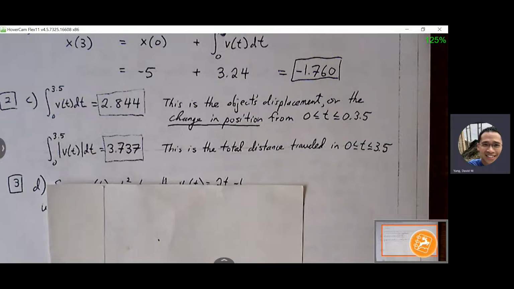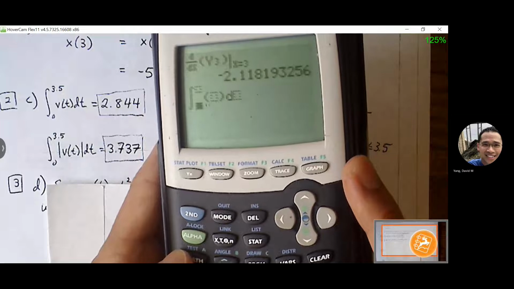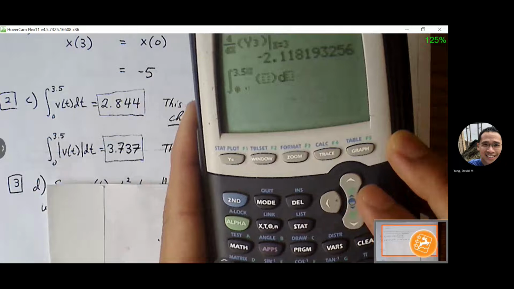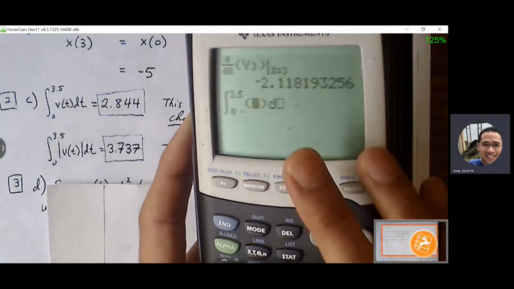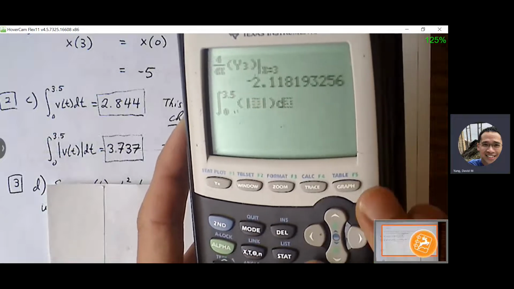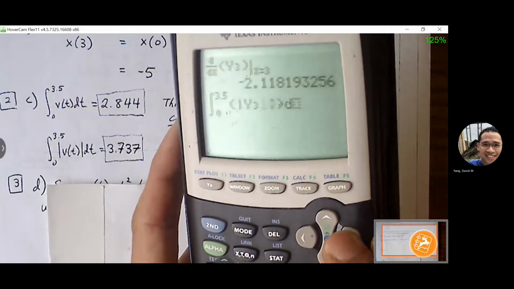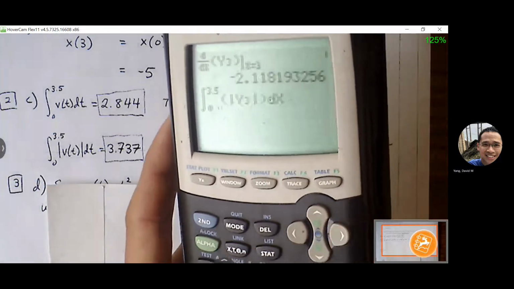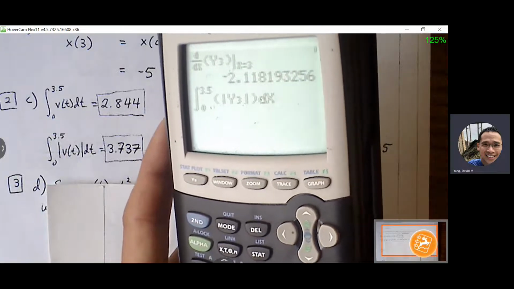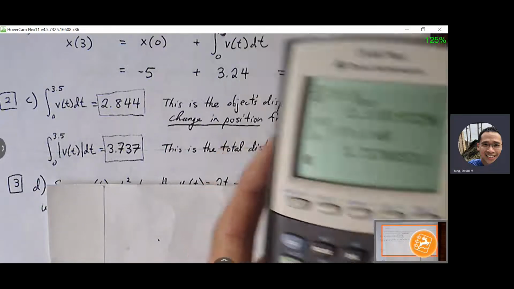So let me show you what that looks like. Once you're inside the integral, you can call that absolute value function. So math, number, ABS. So you've got the absolute value bar showing. Now you can insert the velocity function inside of that. It may take a minute to register, but eventually it will take you to 3.734, 3.737.